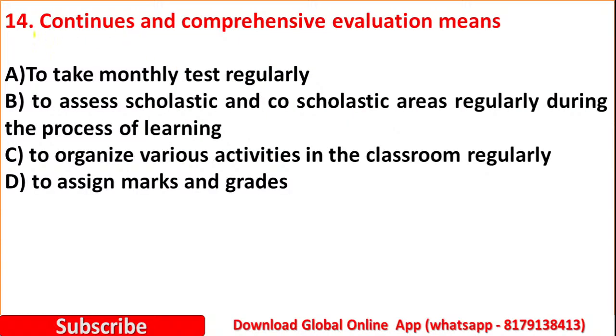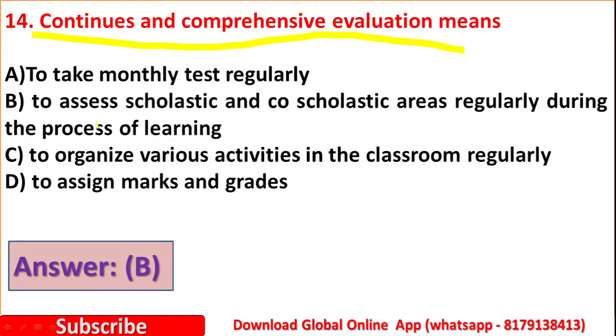Question number 14. Continuous and comprehensive evaluation means: option A, to take monthly tests regularly. Option B, to assess scholastic and co-scholastic areas regularly during the process of learning. Option C, to organize various activities in the classroom regularly. Option D, to assign marks and grades. Continuous and comprehensive evaluation means to assess scholastic and co-scholastic areas regularly during the process of learning. So option B is correct.